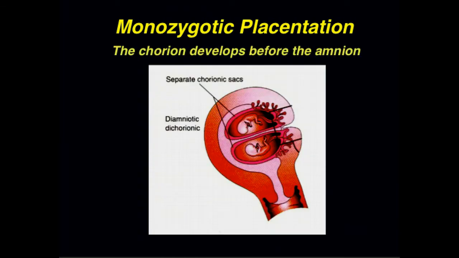Now, because the chorion, that is the placenta, develops before the amnion, in all of these circumstances, the predominant mechanism of the division where two blastocysts enter the endometrial cavity and implant must also be diamniotic. There is no other opportunity, again, because the chorion develops before the amnion.